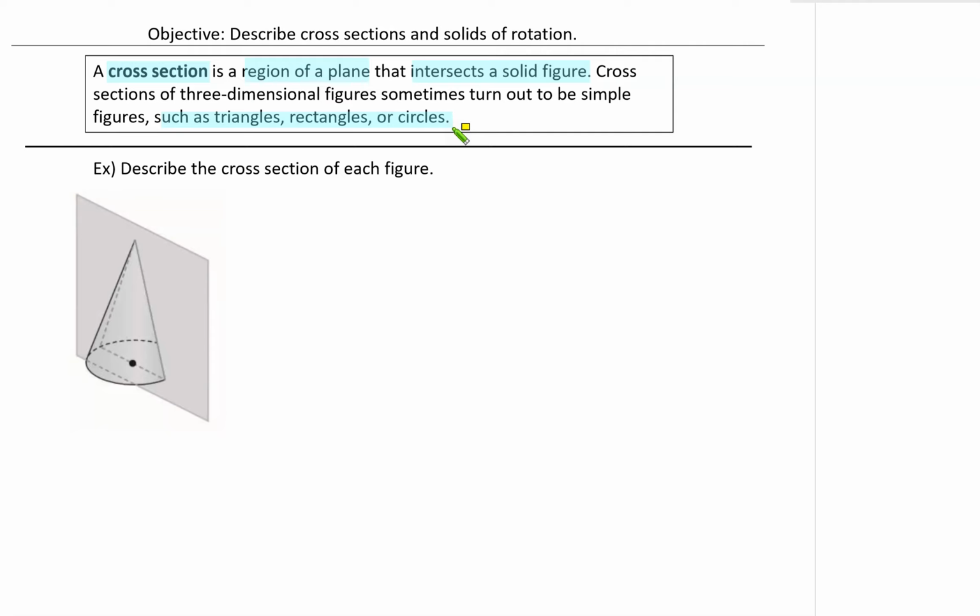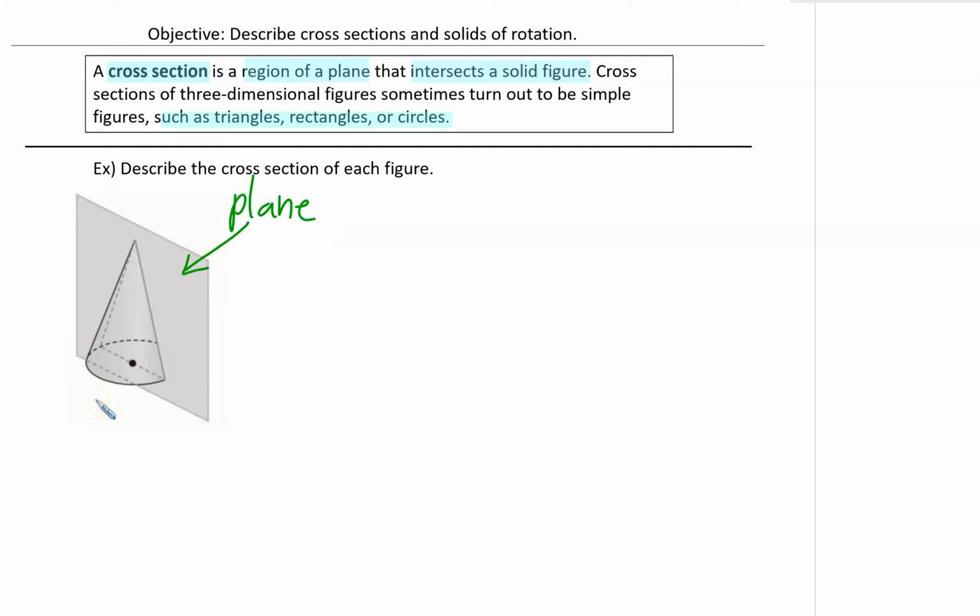We have to be able to identify a cross-section and what kind of solid it would create, or given a particular solid, what would a particular cross-section of that solid look like. So here we are looking at a cone that is being intersected by a plane. So this gray rectangle, square, whatever that is, that's the plane that's intersecting the cone.